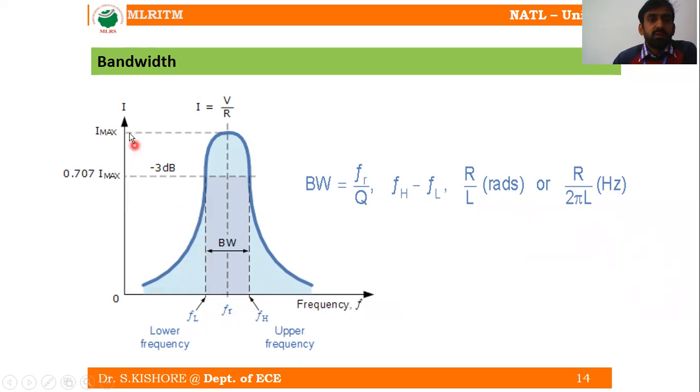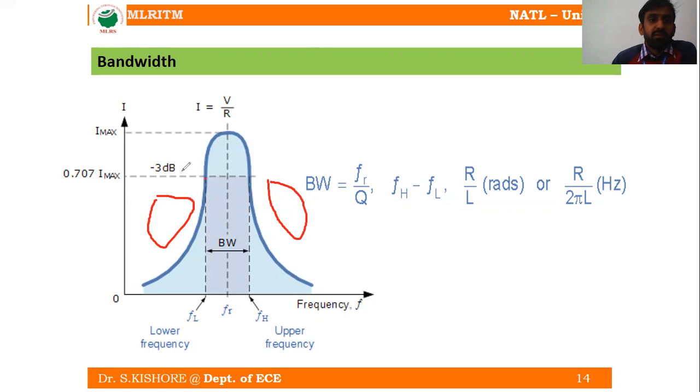So here, let us plot the response of the current with respect to the frequency, which we have already plotted. This portion is your capacitive nature and this portion is your inductive nature. With respect to the current, when you are calculating the bandwidth, you are going to take the 3 dB point from the maximum current. So what is the 3 dB point? The minus 3 dB point gives the lower cutoff frequency.